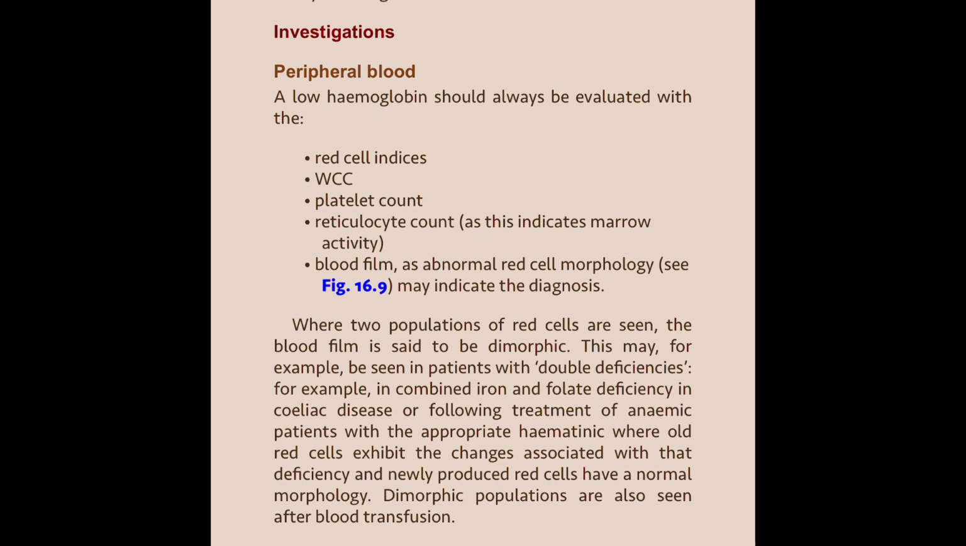The film may indicate the diagnosis. Where two populations of red cells are seen in the blood film, it is said to be dimorphic. This may, for example, be seen in patients with double deficiencies, for example in combined iron and folate deficiency, in celiac disease, or during or following treatment of an anemic patient with the appropriate hematinic, where old red cells exhibit the changes associated with that deficiency and the newly produced cells have a normal morphology. Dimorphic populations are also seen after blood transfusion.